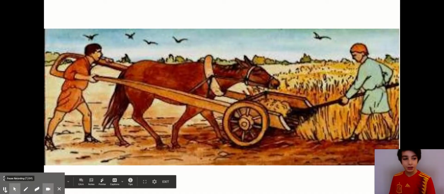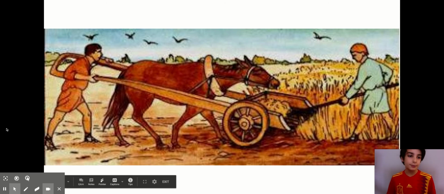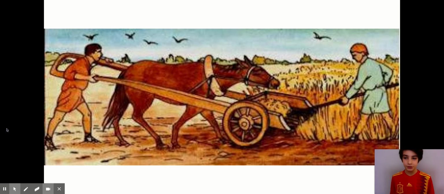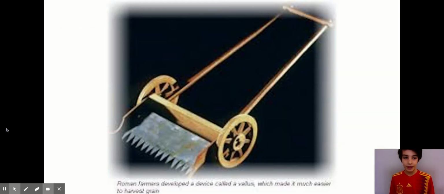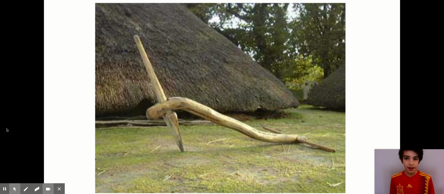Exhibition reports, ancient age. Roman farming. Rome had very fine land, and many people in Rome farmed. Here are some tools that the Romans used: a thallus, a tribulum, and an ard plow.